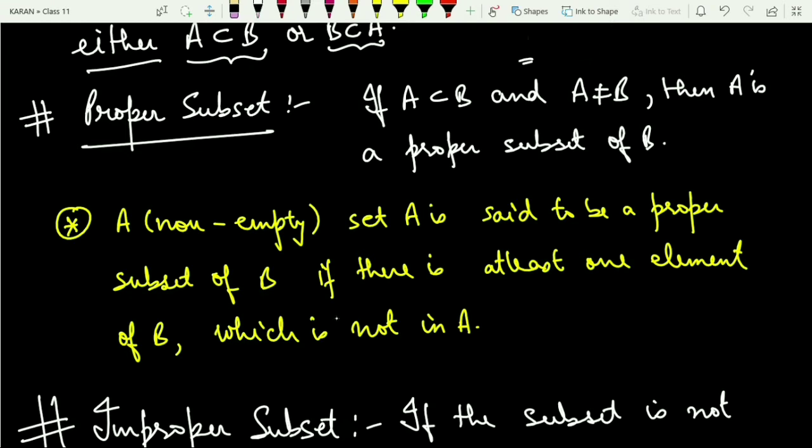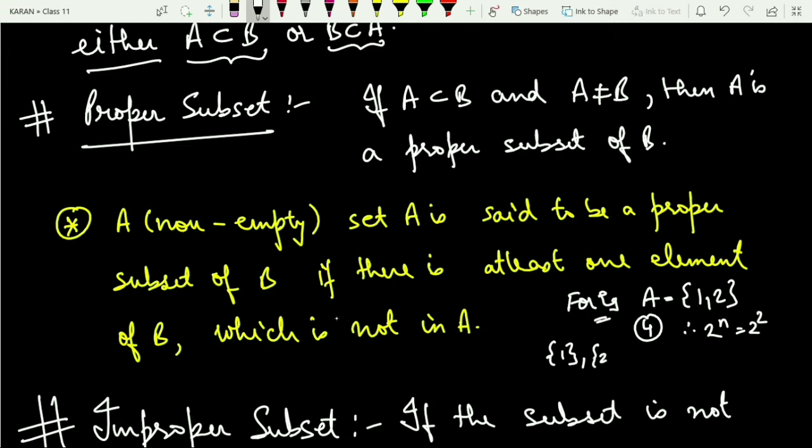So what do you mean by proper subset? Let me take an example. If A is {1, 2} and I calculate the subsets, there will be a total of 4 subsets. Why? Because as we calculated with the formula above, 2 raised to power n, and here it will be 2 raised to power 2, which is 4. And the 4 subsets will be singleton {1}, singleton {2}, the empty set, and A.